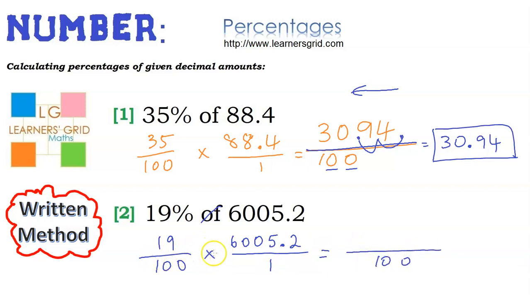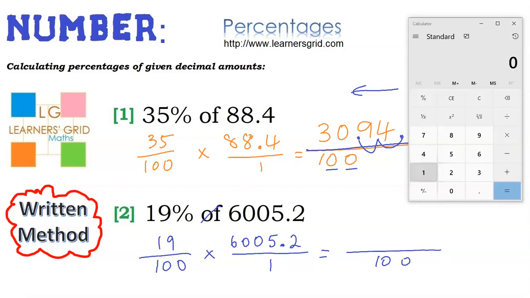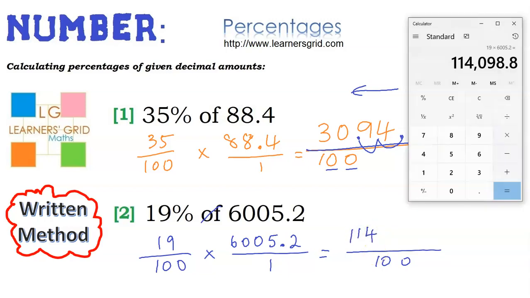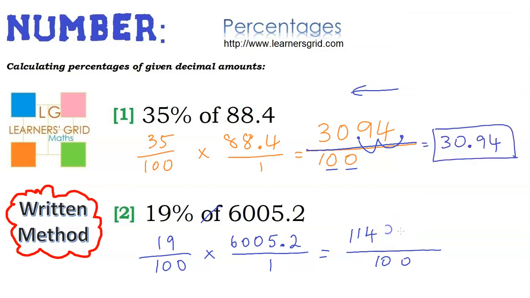And we have to multiply 19 by 6005.2. So we use our calculator again. 19 multiplied by 6005.2. And that equals 114,098.8.